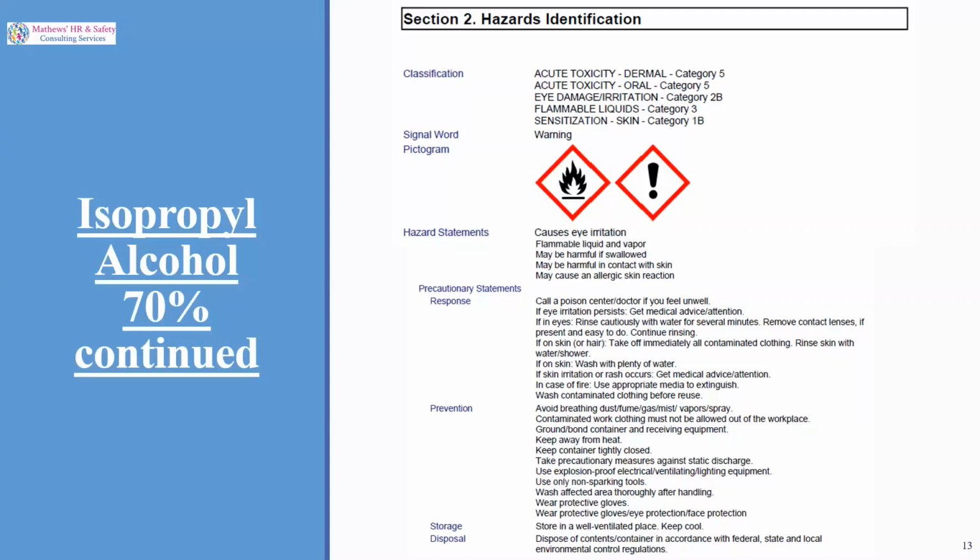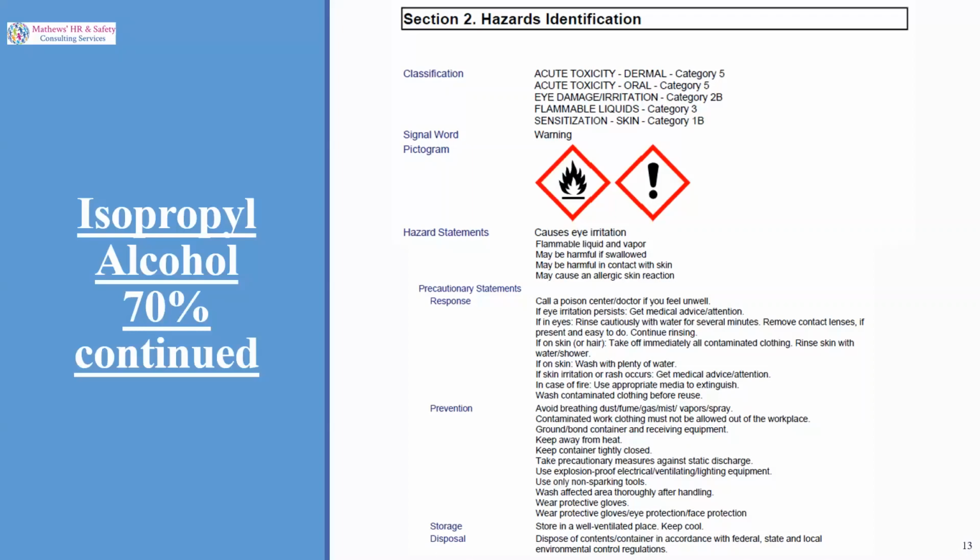A lot of people don't realize that, and so they think it's okay to use this product without wearing their required PPEs. It talks about some precautionary statements: call the poison center or the doctor if you feel unwell, and what to do for eye irritation that persists, rinse it out, obviously, contact a medical professional, rinse and wash your skin if it's on your skin. They also tell you to not inhale it. It can cause dizziness and drowsiness. They tell you if your work clothing is contaminated, you need to change out your clothes.